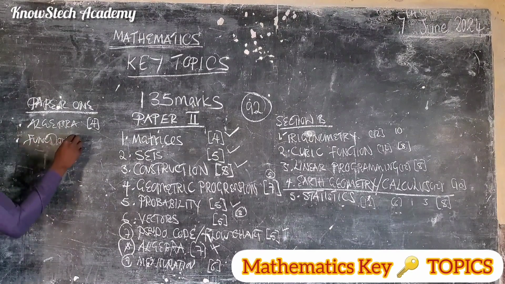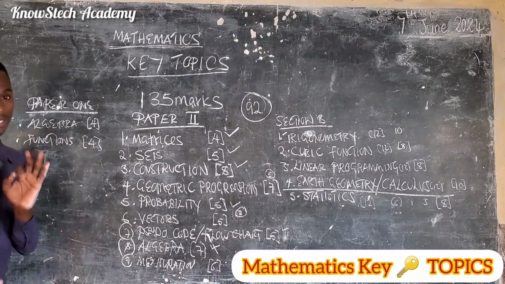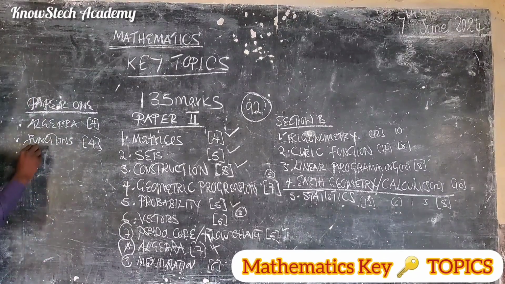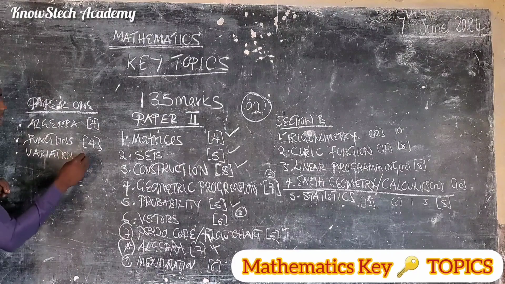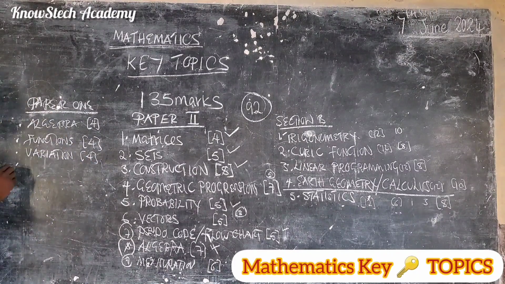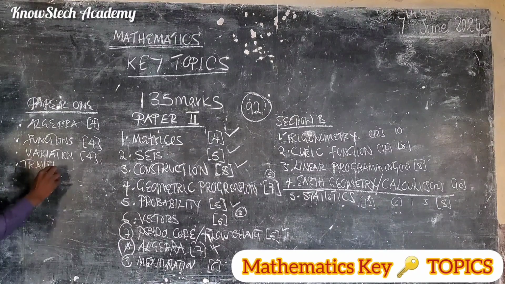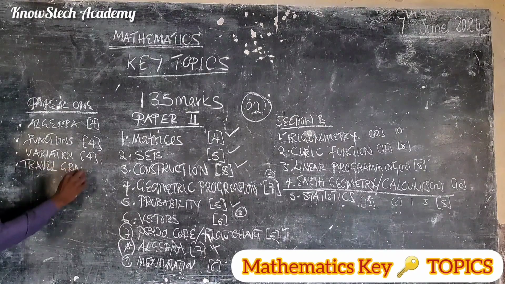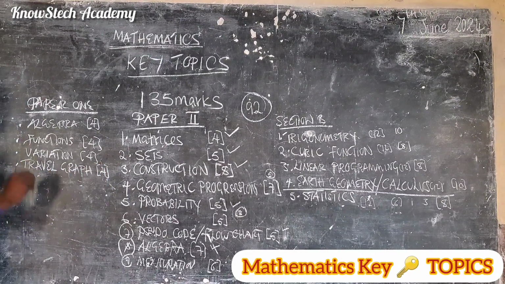Functions and variation are marked at what? 4 marks. Variation is also 4 marks. Travel graph is also 4 marks.